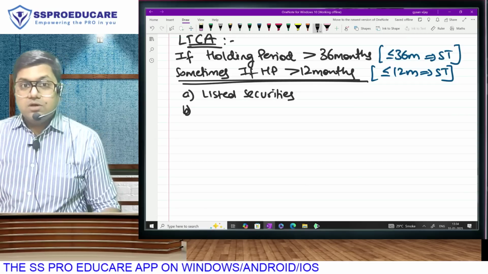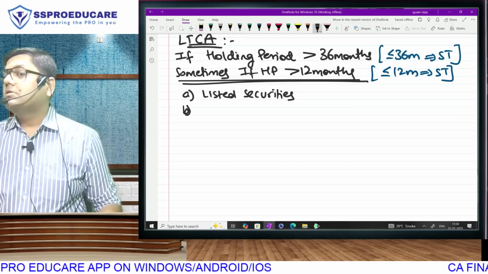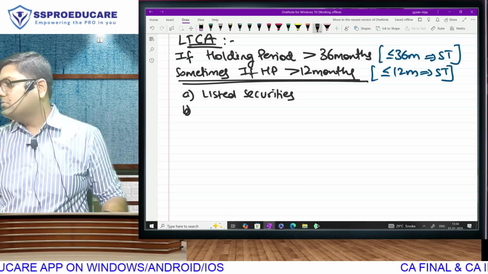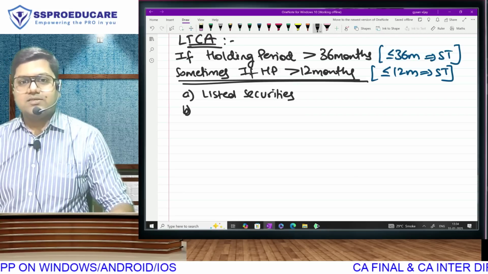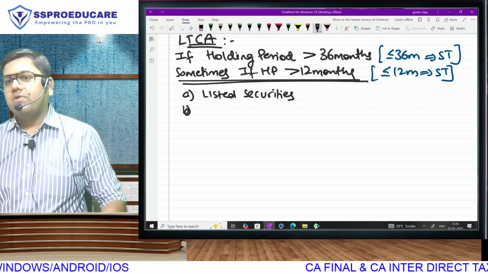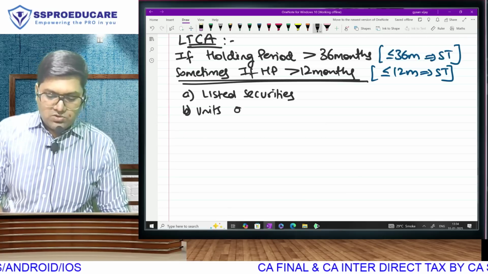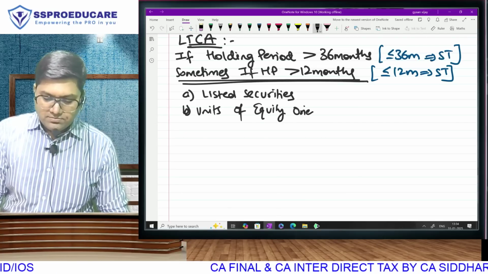After today, you have to learn only the law. When will gain become long term? When the asset is long term. When will an asset become long term? Holding period greater than 36 months. So less than 36, short term. Equal to 36, short term. Sometimes greater than 12 months. Case 1, listed securities. Case 2, units of equity oriented mutual fund.